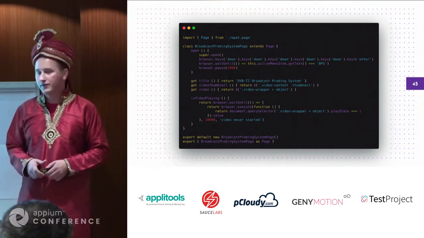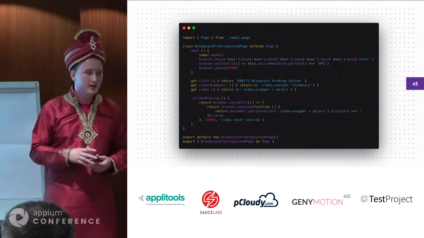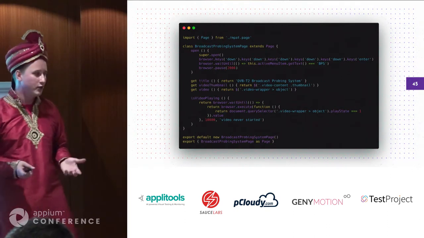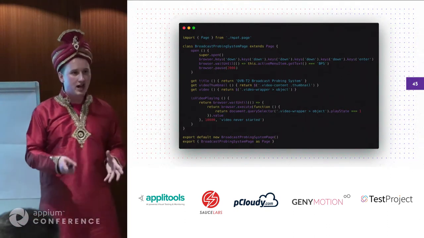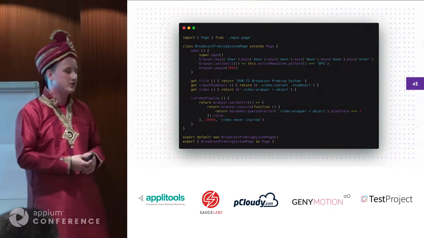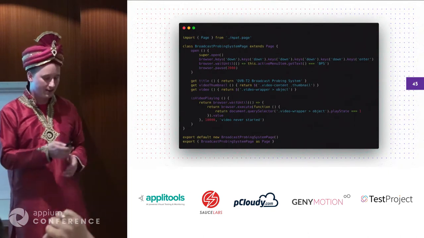And then the rest of it looks pretty much the same as a normal page object would look like. You define your elements and some helper utilities. For instance, is video playing, where I just execute a JavaScript using the DevTools backend proxy in the web application under test to see if the play state of the video is the expected one.